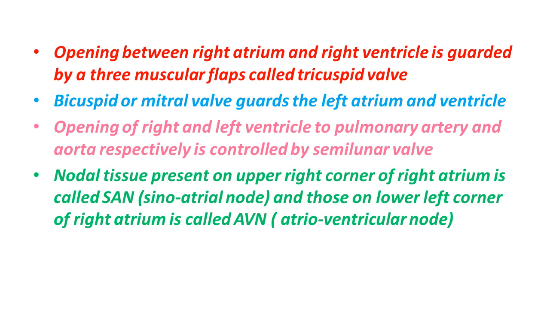One more valve is the bicuspid, also known as the mitral valve. It guards the opening between the left atrium and the left ventricle. So we can understand both types: the opening between the right atrium and right ventricle is guarded by three muscular flaps, known as the tricuspid valve. On the other side, the opening between the left atrium and left ventricle is guarded by the bicuspid or mitral valve.